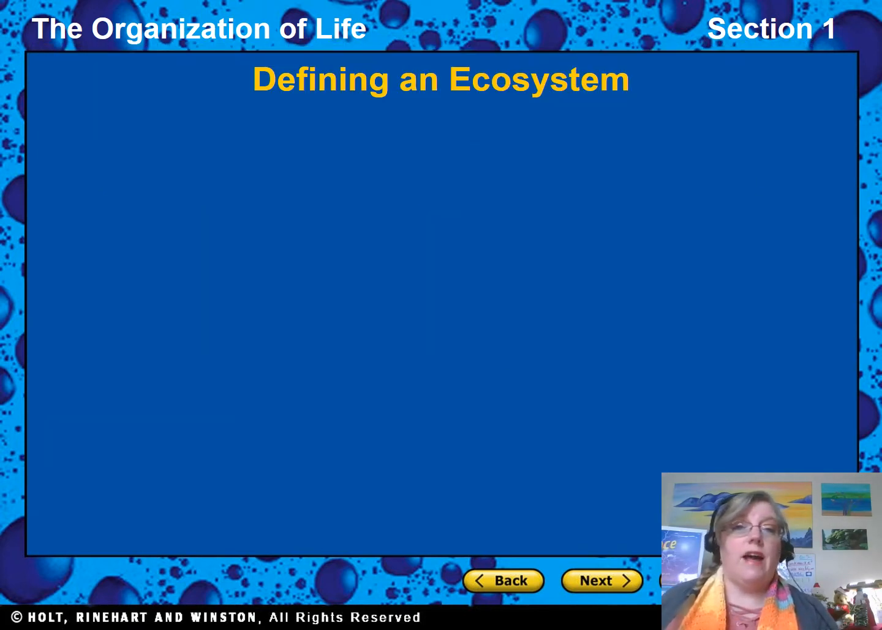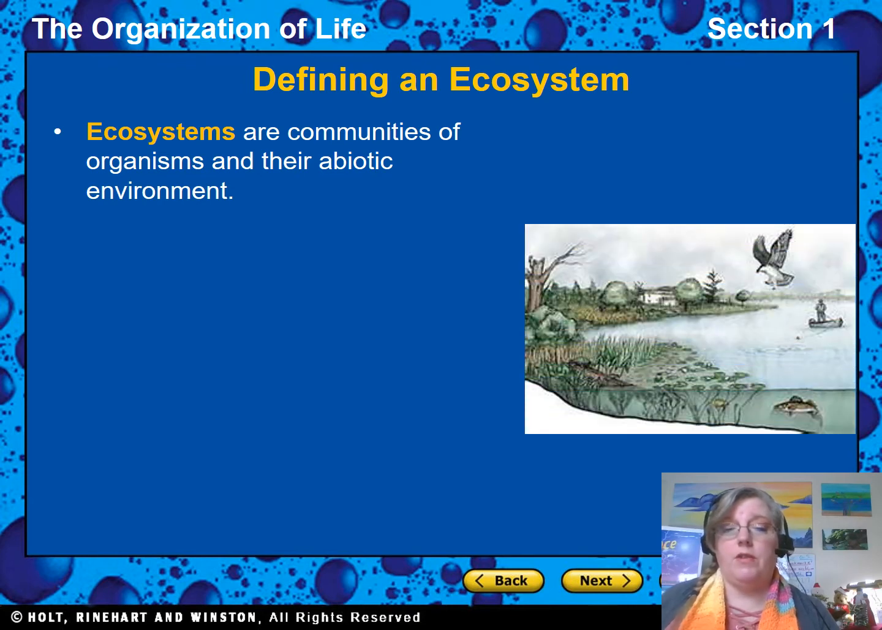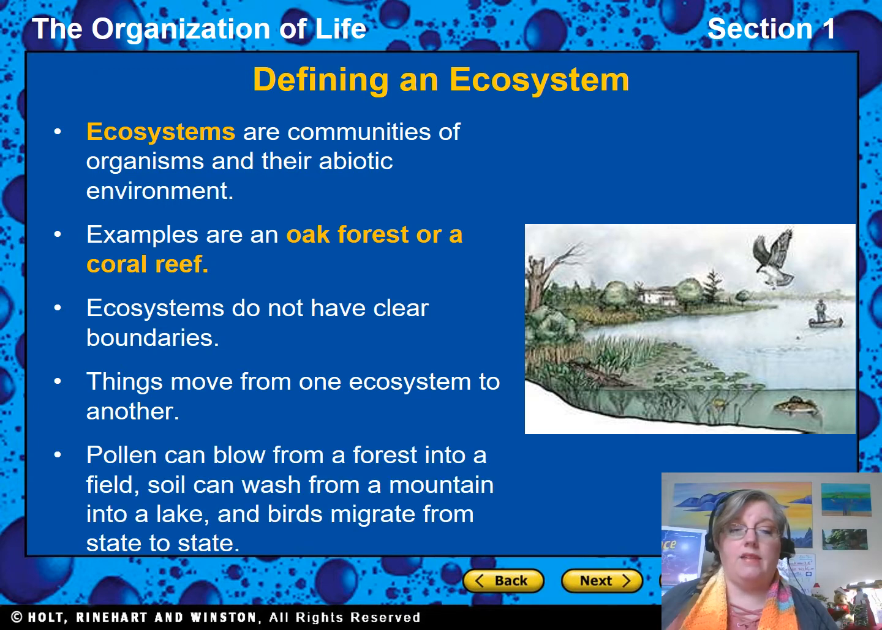First off, we're going to define an ecosystem. What is an ecosystem? Ecosystems are communities of organisms plus their abiotic environments. We're going to talk about the difference between biotic versus abiotic in just a second. But an ecosystem has every living thing in that area plus the non-living things together, because water counts, rocks count, all of those things count. So an ecosystem has the living things plus the non-living things.